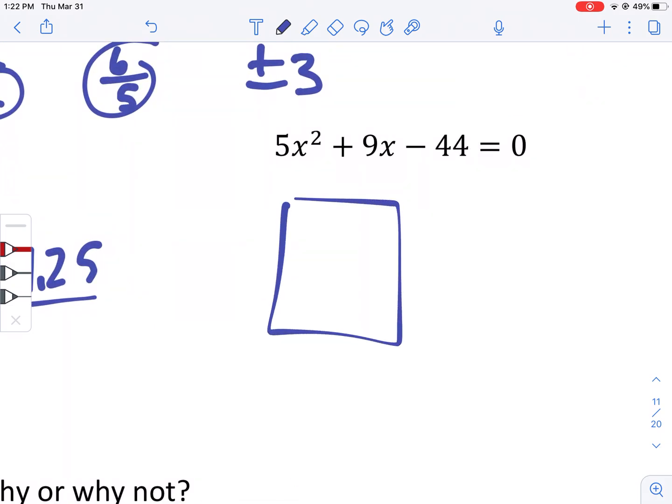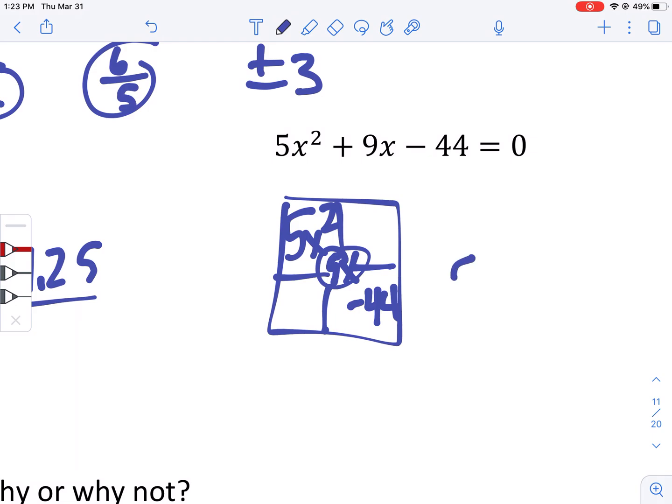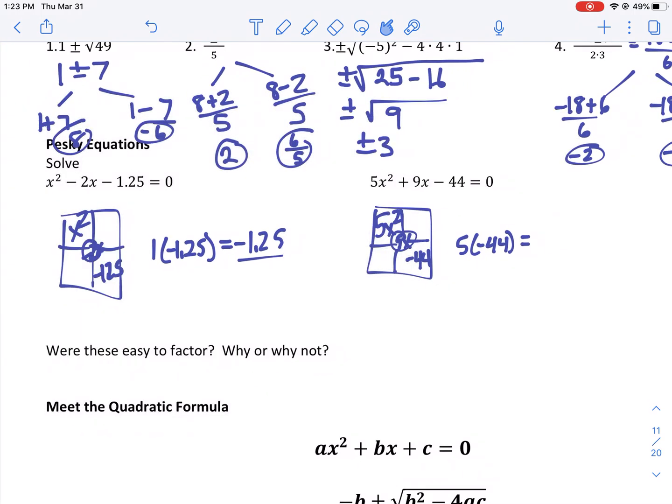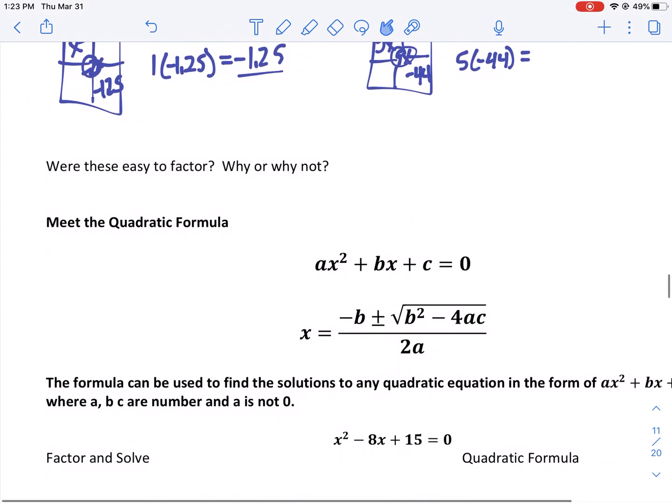So 5 times negative 44. Oh geez, well that one's huge and messy too. I don't really want to do those. Those aren't easy to factor because we have decimals and a really big number.